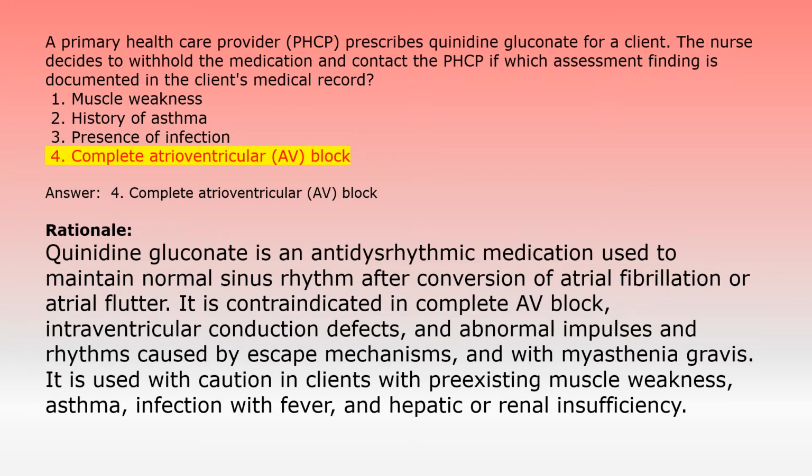Answer 4. Complete atrioventricular AV block. Rationale. Quinidine gluconate is an antiarrhythmic medication used to maintain normal sinus rhythm after conversion of atrial fibrillation or atrial flutter. It is contraindicated in complete AV block, intraventricular conduction defects, and abnormal impulses and rhythms caused by escape mechanisms, and with myasthenia gravis. It is used with caution in clients with pre-existing muscle weakness, asthma, infection with fever, and hepatic or renal insufficiency.